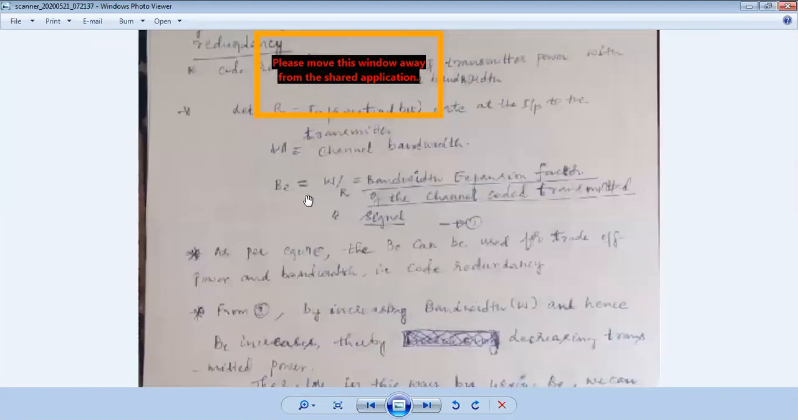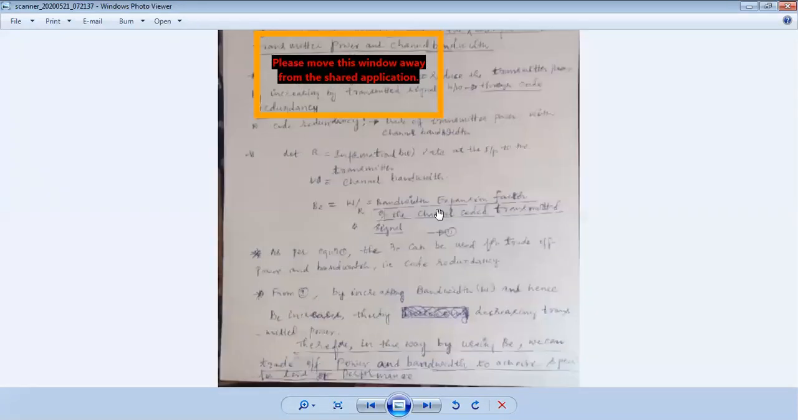So R is the information bit rate, that means the number of bits per second transmitted. W is the width of the channel, that is the channel bandwidth, F2 minus F1. That is one more factor we are introducing here, called B_E, the bandwidth expansion factor of the channel coded transmitted signal. So that means bandwidth expansion.